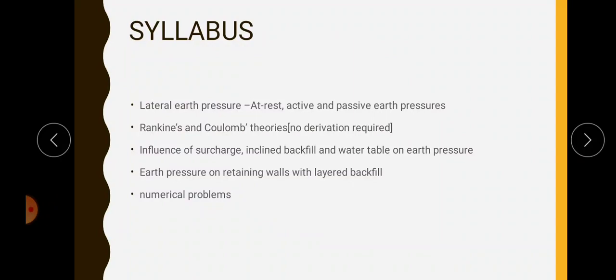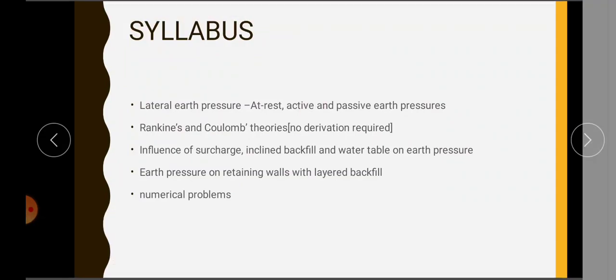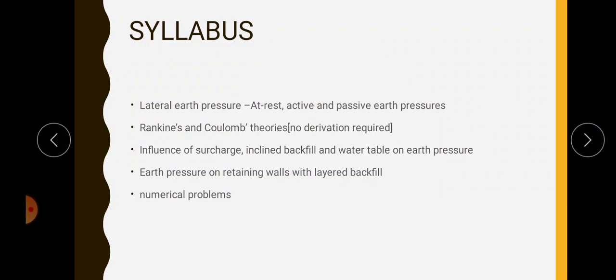The syllabus of the second module covers, first, lateral earth pressure. There are three types of lateral earth pressure: at rest, active, and passive earth pressure. Then Rankine's and Coulomb's theories, though their derivation is not required. Then the influence of surcharge, inclined backfill, and water table on earth pressure. Then earth pressure on retaining walls with layered backfill, and some problems based on these portions.